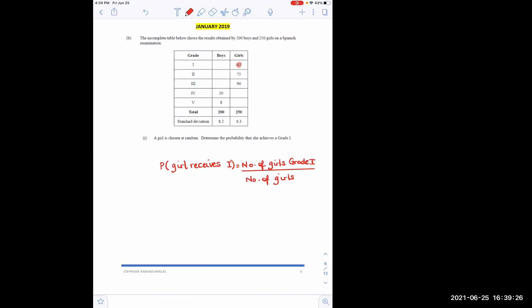All right, how much did we get? 62 over 250, and you get 31 over 125. Did anybody else get it? Yes. Yes, miss. Very good, we're making some progress.